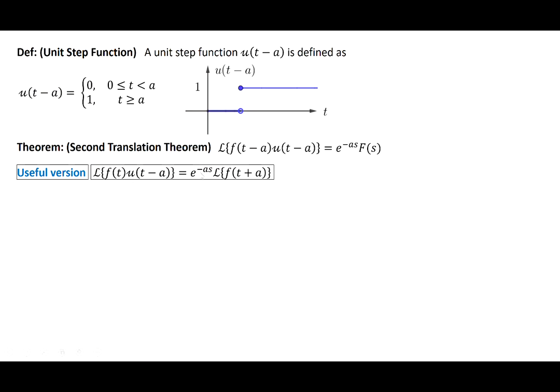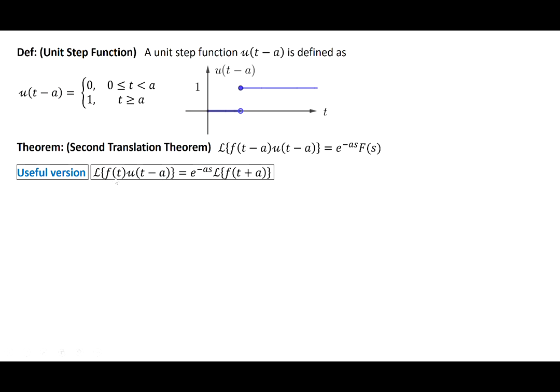It is e to the negative as times Laplace of, this is the key, f of t plus a. Please pay attention to this one. The moment you see a problem, you will know what f of t is. What is f of t? Whatever the u of t minus a is multiplying, that is your f of t. And you would know the a itself because you will have something like u of t minus 2 or u of t minus 3, something like that. So you would know a.